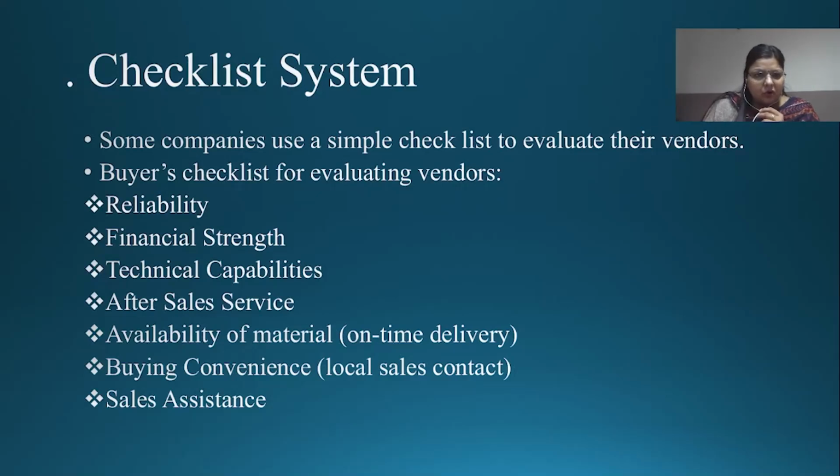Next method is called the checklist method. Some companies use a simple checklist to evaluate their vendors. The buyer's checklist for evaluating vendors includes reliability, financial strength, technical capability, after sales services, availability of material, buying convenience, and sales assistance.